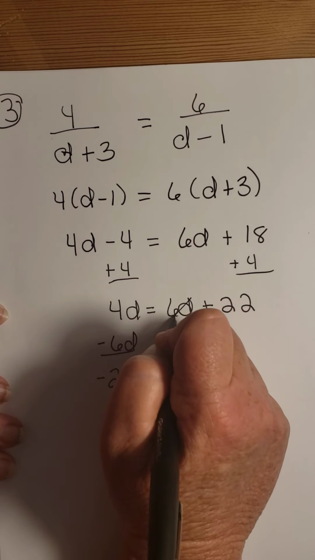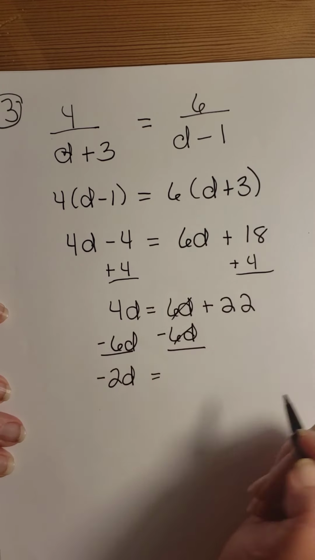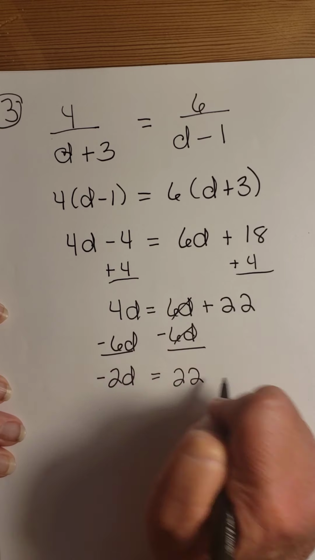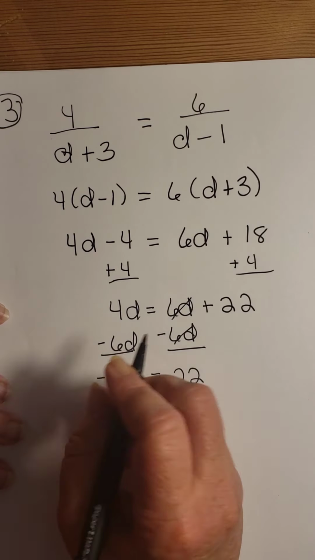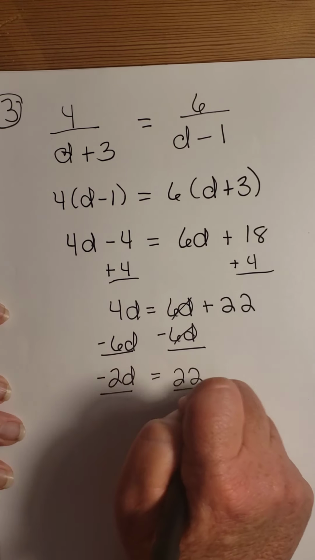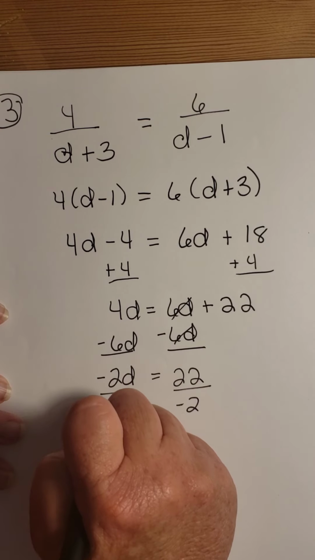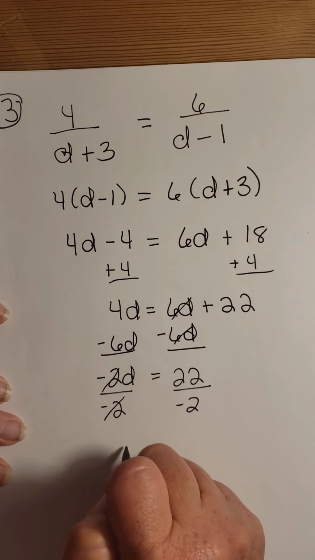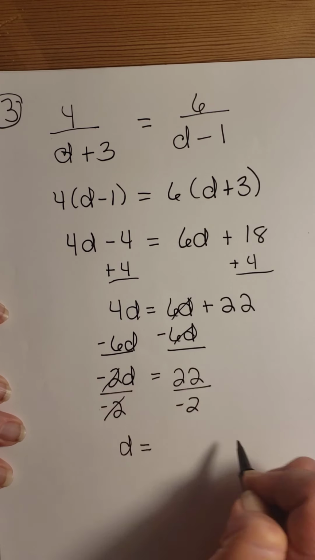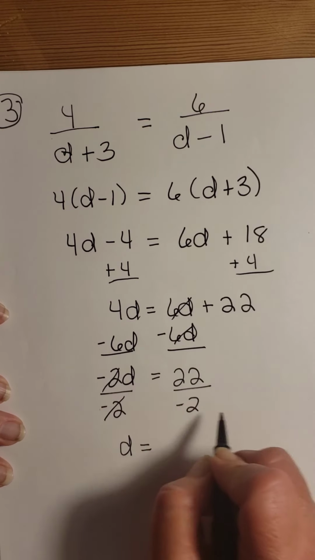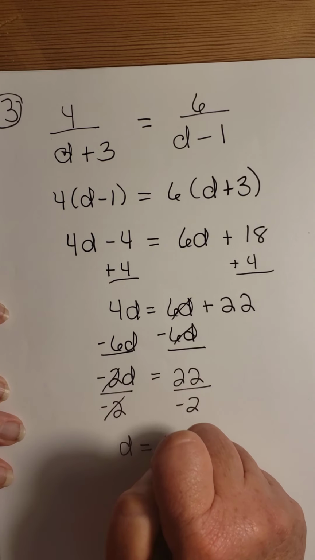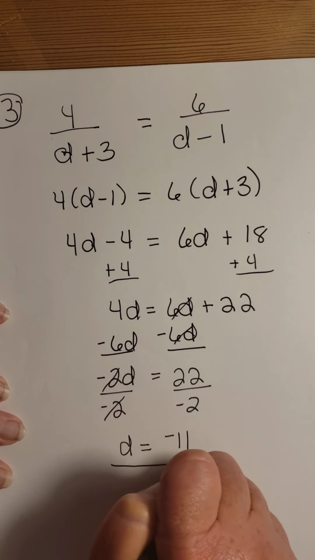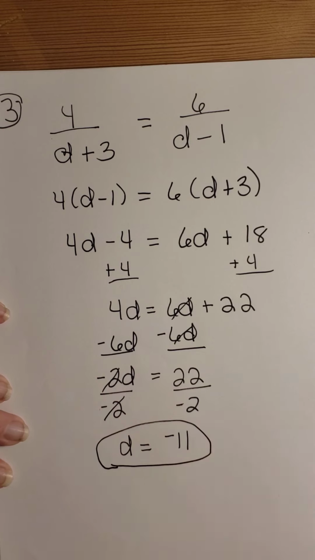equals, and these cancel so that I'm left simply with 22. And now to finish up, we're going to divide both sides by negative 2. These cancel so that I'm left with d equals, and 22 divided by negative 2 is negative 11. And that is the answer for example number 3.